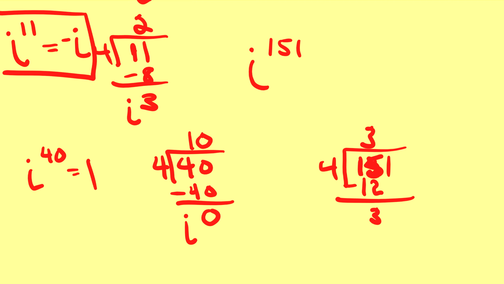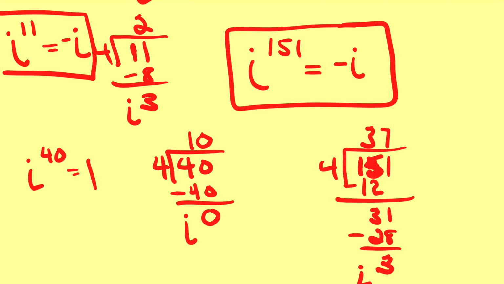Subtract 31. 4 goes into 31 7 times. 7 times 4 is 28. Subtract: 31 take away 28 is 3. So my answer is going to be i cubed. So i to the 151 is going to equal i to the 3rd, which is going to equal -i.